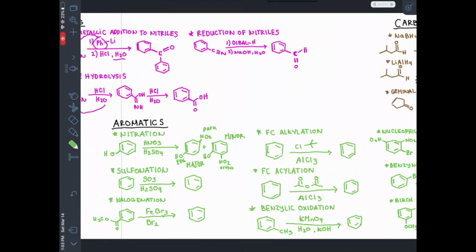All right. Next, we have sulfonation. So with sulfonation, we're going to add an SO3H group. Okay, and just a reminder that this is reversible with acid and water.